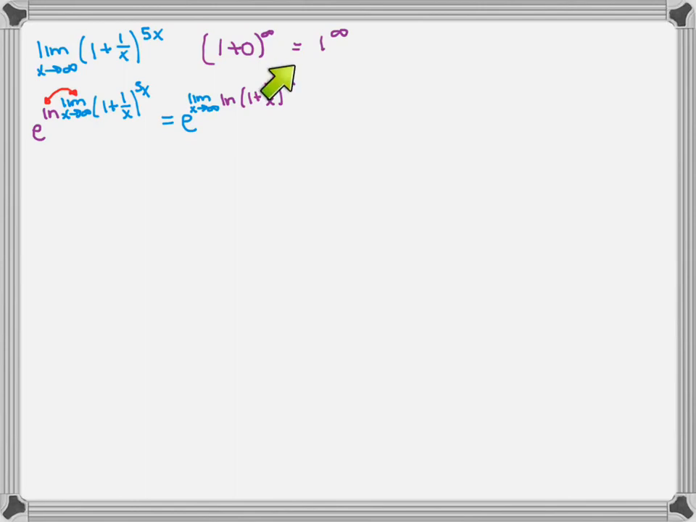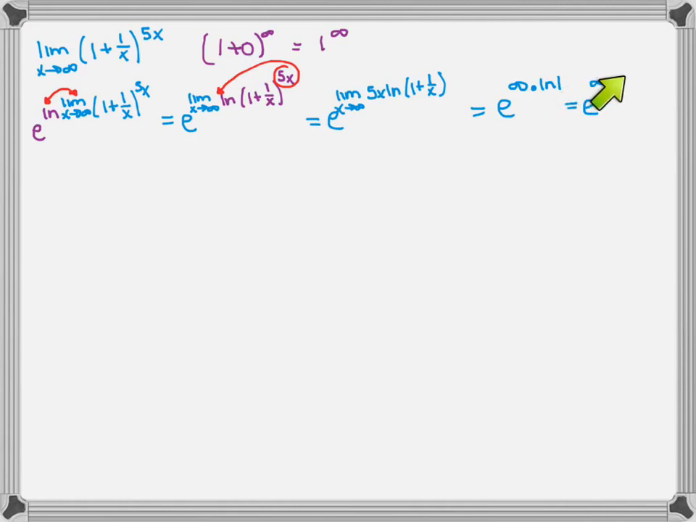Okay, and the reason we do that is because now, since it's ln, we can bring the 5 to the x to the front. That's using the properties of logs. So now as x goes to infinity, 5 to the x goes to infinity, and 1 over x goes to 0, so we end up with ln of 1, which is 0. So we end up with infinity times 0.